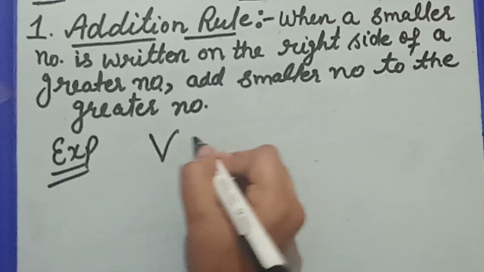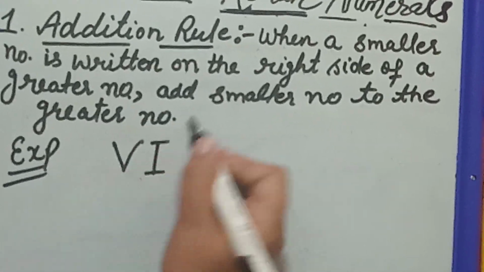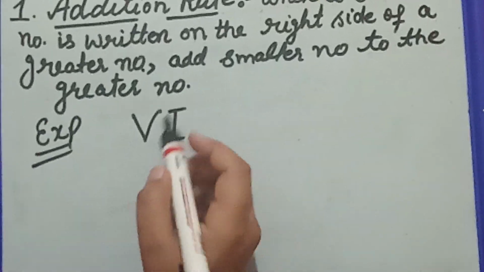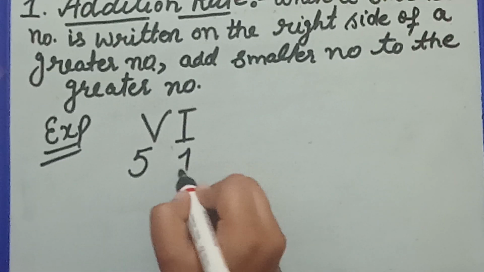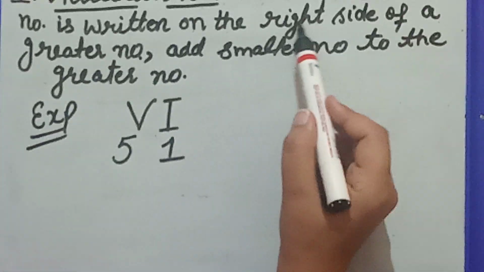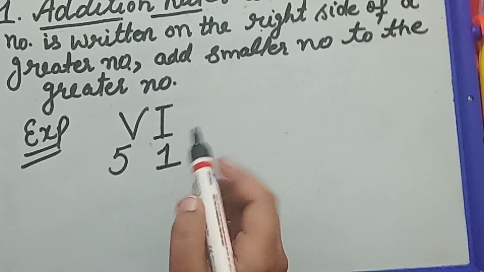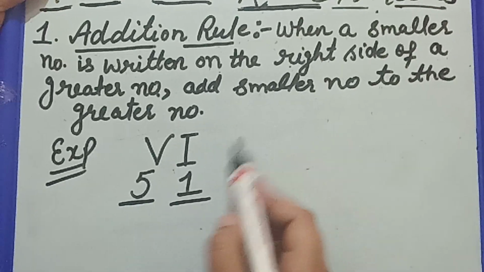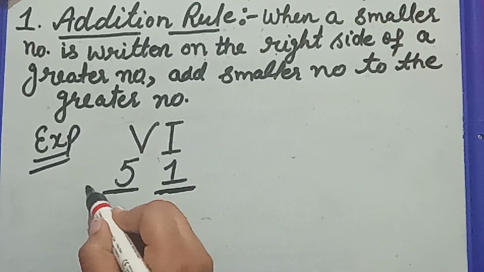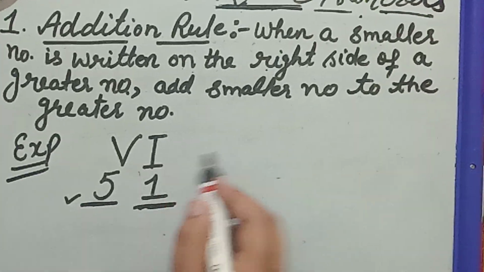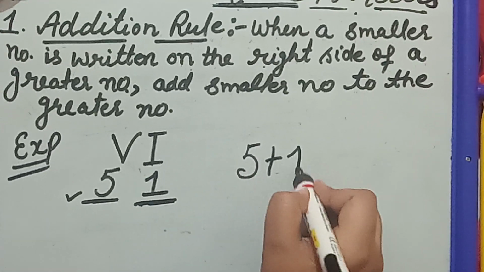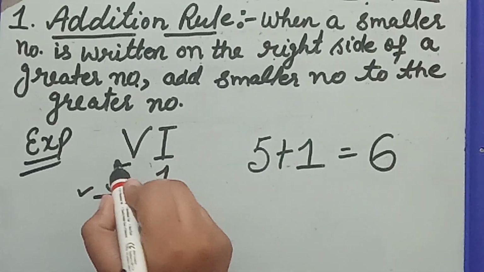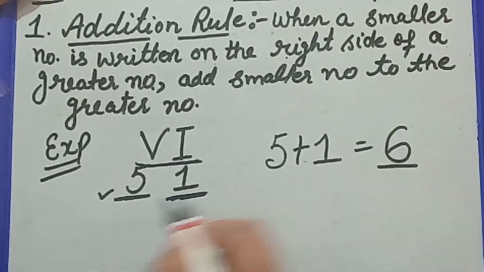For example, if I have written here VI, firstly I'm going to explain it again. When a smaller number is written on the right side, here V means 5, I means 1. The rule is saying the smaller number is written on the right side. Here the smaller number is 1 and the greater number is 5, and the smaller number is written on the right side of the greater number. So we have to add the smaller number to the greater number, and the answer will be 6. So VI here stands for 6.